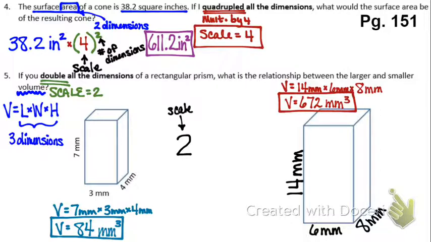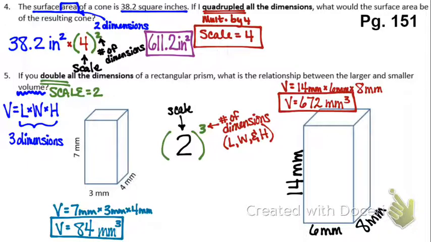How many times did we multiply by 2? 3 times. Why 3 times? Because we multiplied by 2 to 3 different numbers. Yeah, we did it to the length, we did it to the width, and then we did it to the height as well. This was the number of dimensions. Length, width, and height.